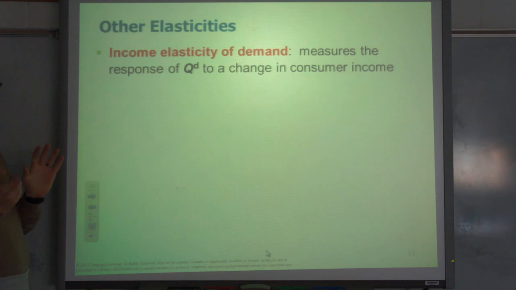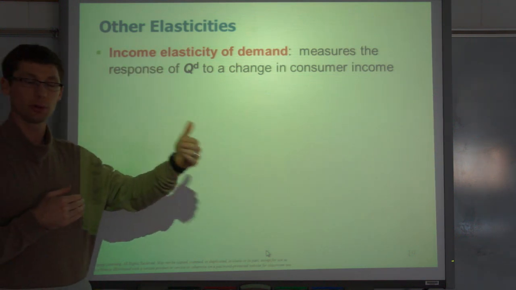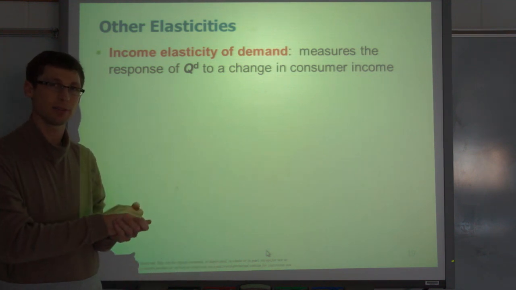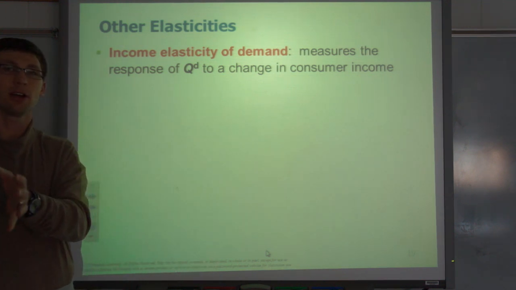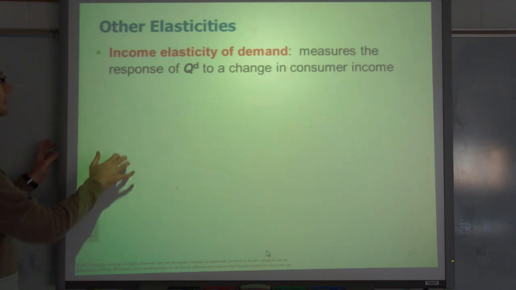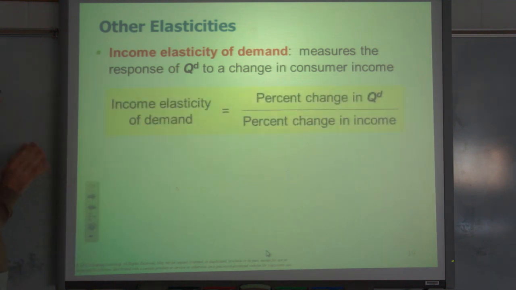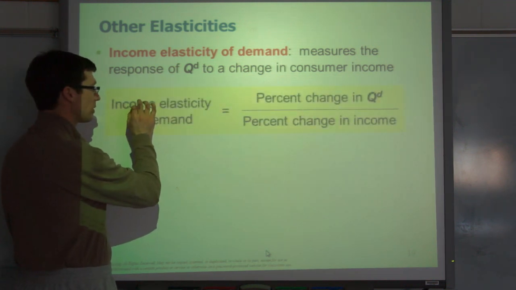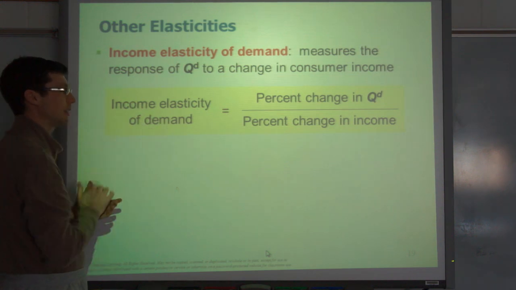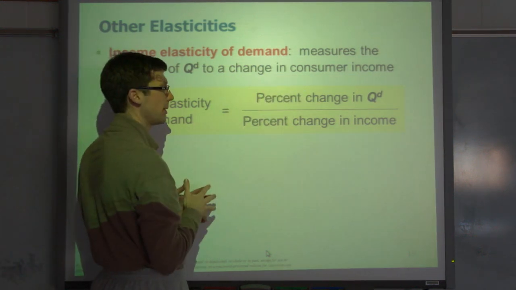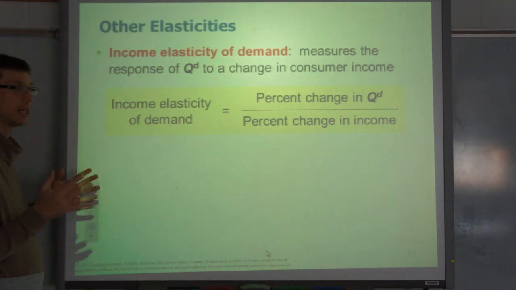All right, our last two topics here, income elasticity and then next, cross-price elasticity. When we look at income elasticity of demand, what we're doing is we're measuring how responsive consumers are, not to a change in the price of that good, but to a change in their income. The formula that we're going to use to arrive at income elasticity of demand is the percentage change in quantity demanded over the percentage change in income.